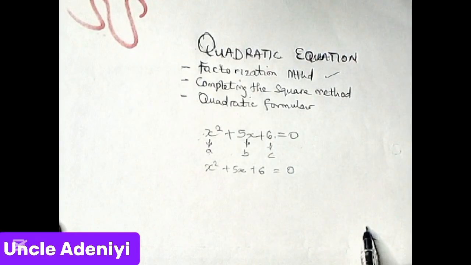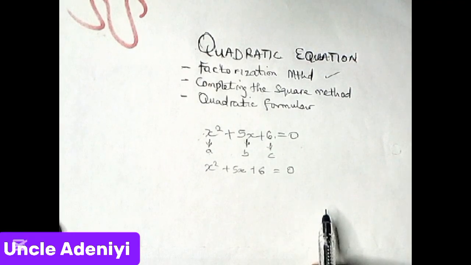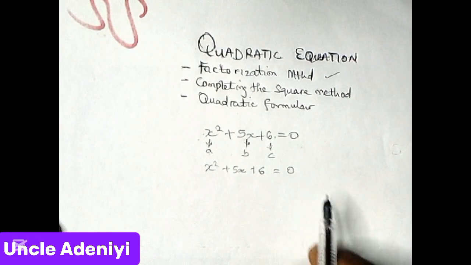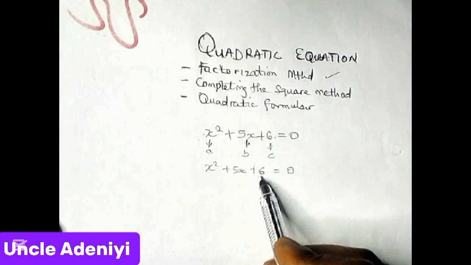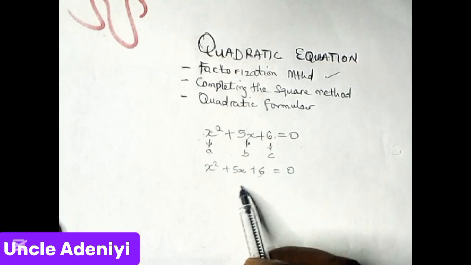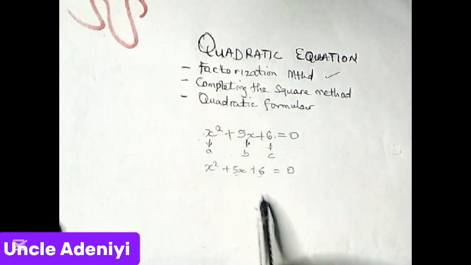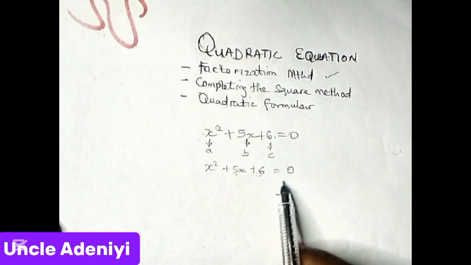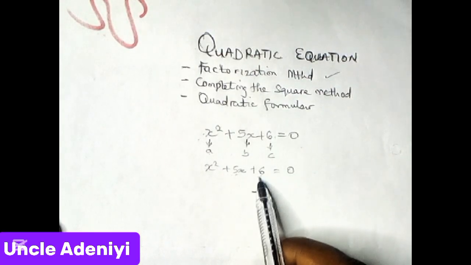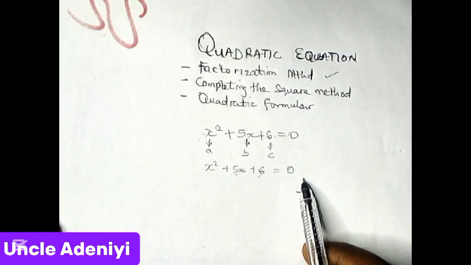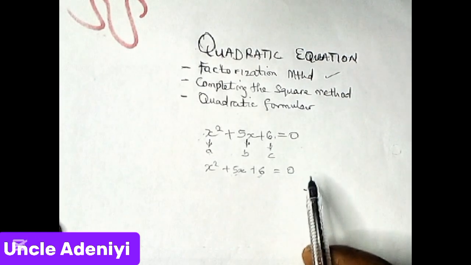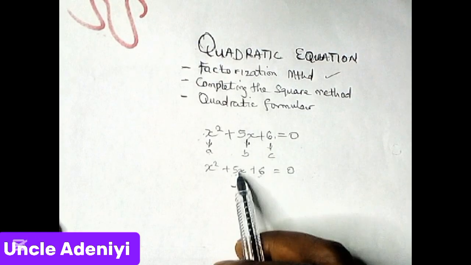Now, the second rule is that you look for two numbers which, when you multiply them together, give you 6, and when you add those same two numbers together, give you 5. You understand what I am saying?